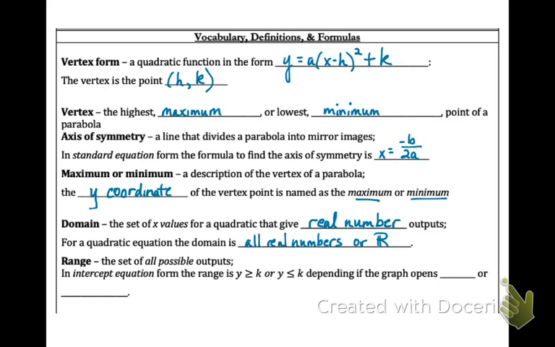So for a quadratic, the range can be determined by looking at the k value. And actually this says in intercept equation form, but that would be in vertex form. So the range will be, the y values will be greater than the k value if the graph opens up, and less than the k value if the graph opens down. And when we get into graphing these, this will make more sense.